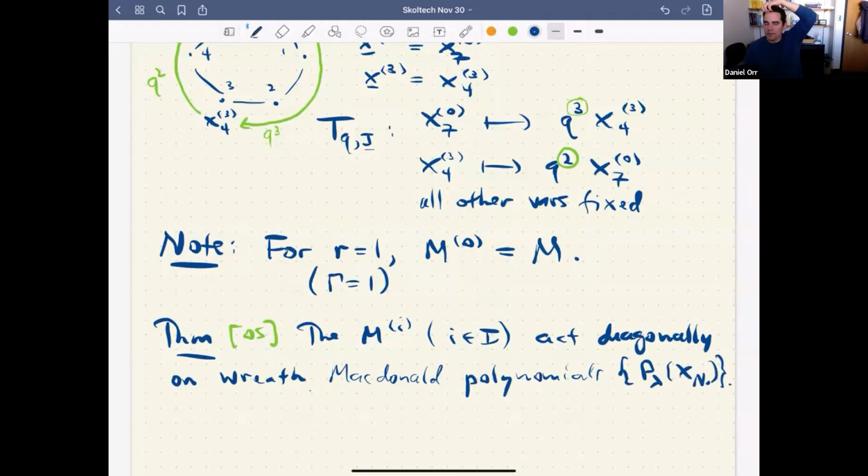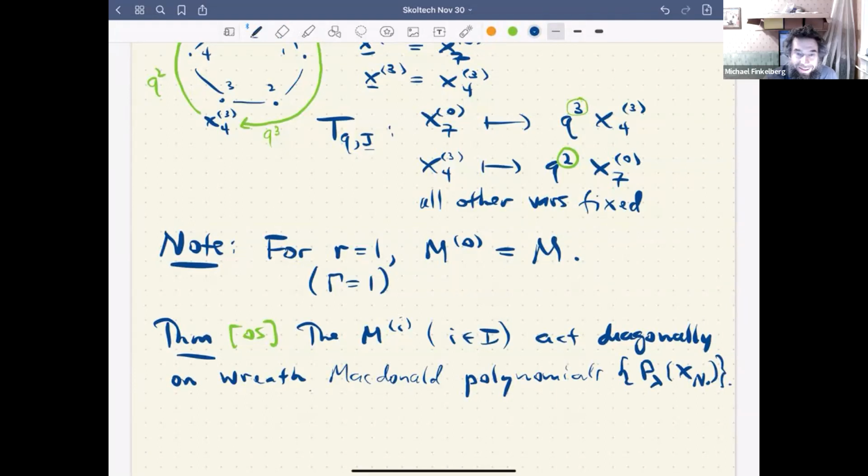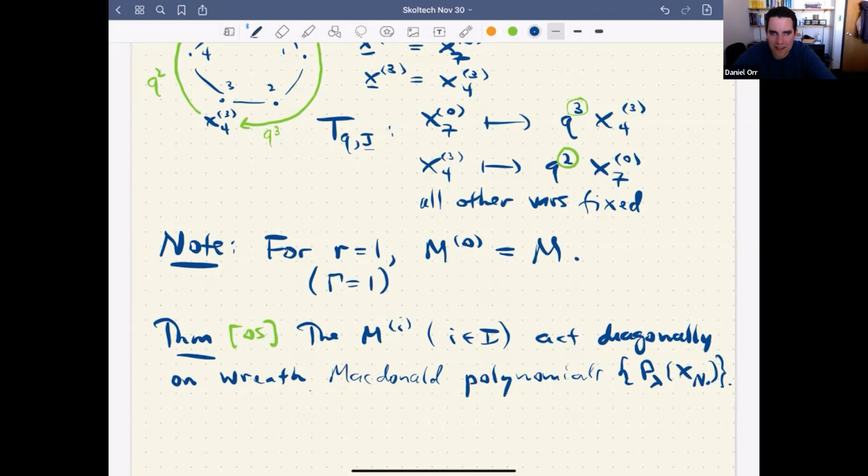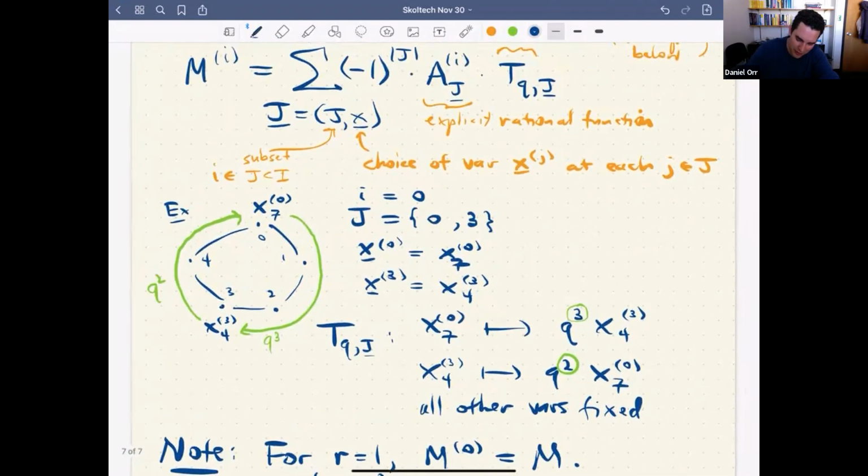finitely many variables. But may I ask one more stupid question? Yeah. What if you have two variables of color 3 and one variable of color 0? This is not allowed yet. I should have emphasized here, choice of one variable at each vertex in J. Now, if you want higher order Macdonald operators, which is the in progress part of the work, you can choose multiple variables at each vertex. And then more interesting things will happen. Does that answer?